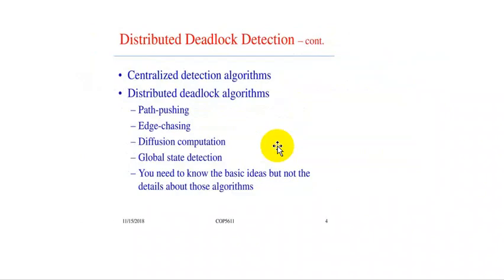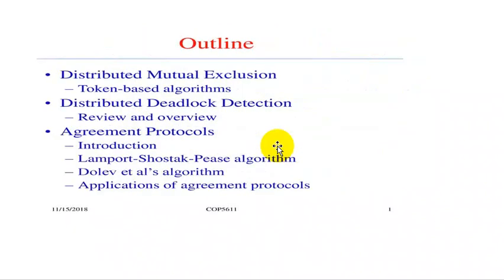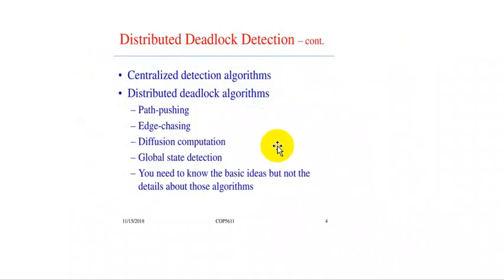Now this slide covers the detection algorithms. They generally fall into two categories: centralized and distributed. The distributed approach includes path pushing, edge chasing, diffusion computation, and global state detection. Keep in mind, you just need to understand the high-level ideas behind these rather than every specific detail.